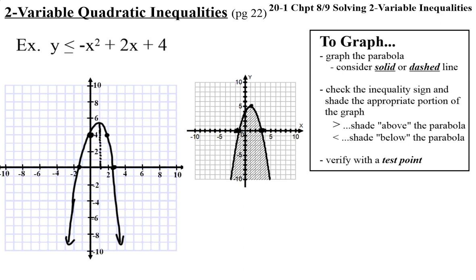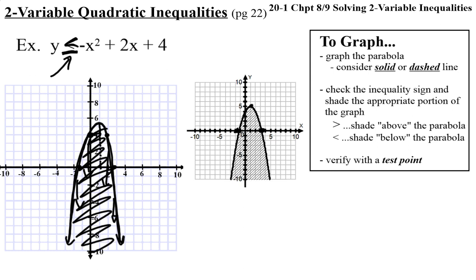Now though, let's finish it off. Y is less than or equal to. So I graphed with a solid line, which was good. Y is less than, so all of the points less or under are the solution. So everything under is the solution. So what was given, we have totally verified by graphing the parabola and then shading.